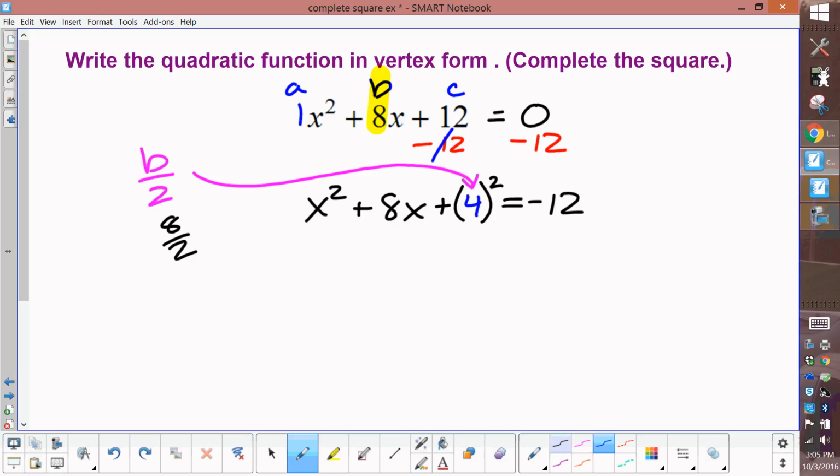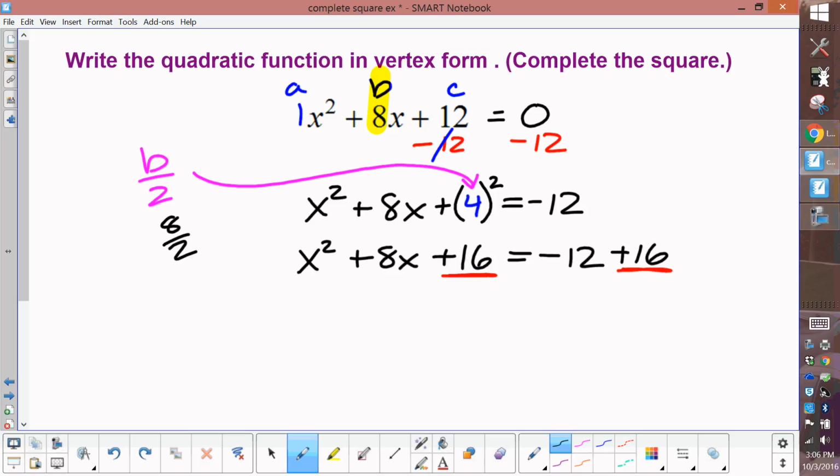Okay, I'm going to go ahead and clean this up a little bit. x squared plus 8x plus 16 equals negative 12. Now you'll notice I just magically decided that I'm adding 16 to the left side of the equation. And I can do that as long as I do it over here on the right side of the equation to balance it out. So I need to add 16 over here as well.